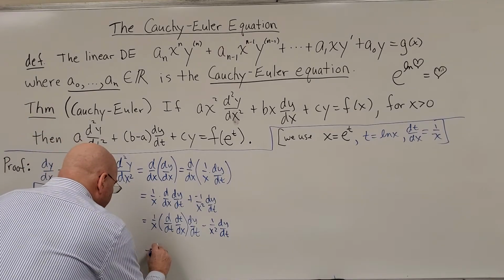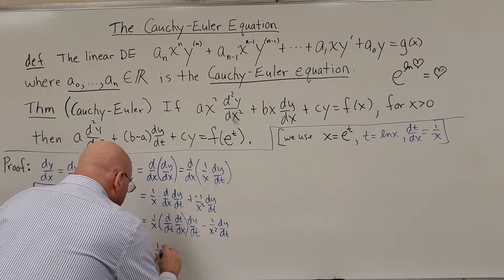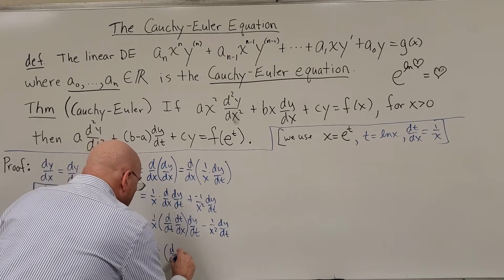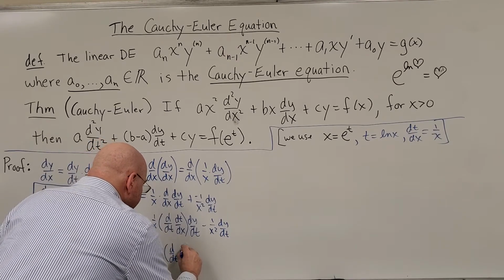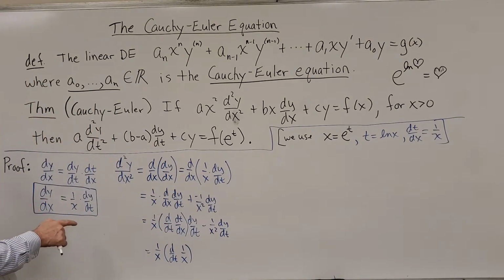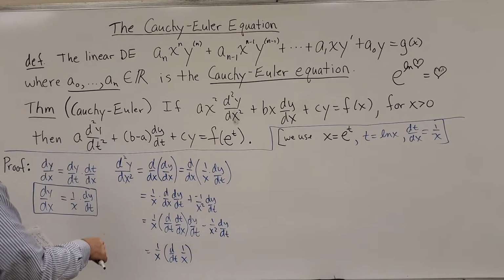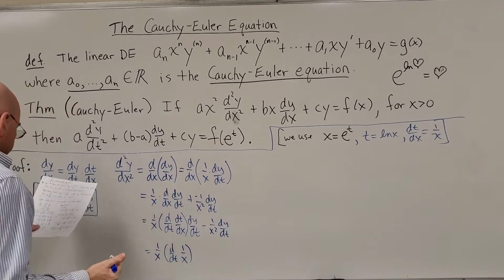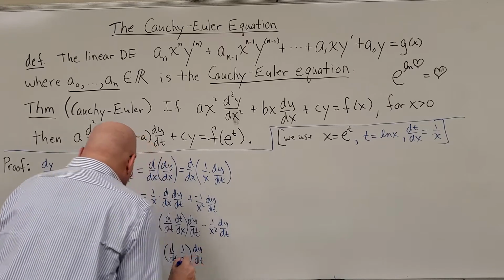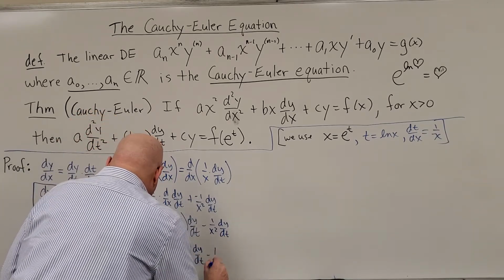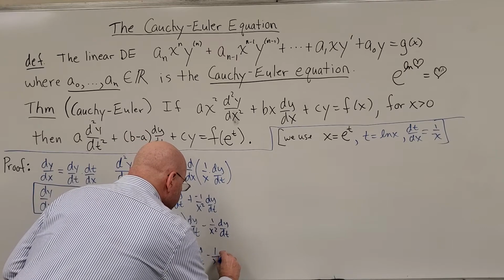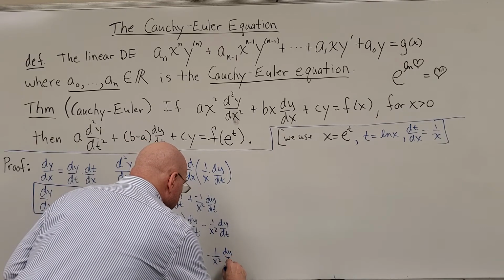This is equal to 1 over x times d/dt of 1 over x. All I'm doing is the substitution we did right here. Over there, dt/dx is 1 over x times dy/dt, and then minus exactly what we have here, 1 over x squared dy/dt.